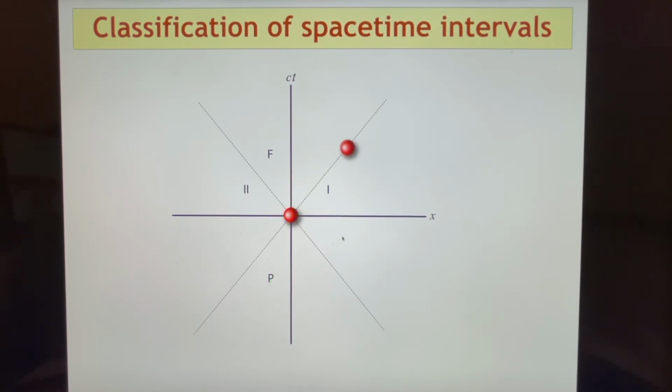Now, we can do something similar for time-like events. I have now here two events that are time-like separated, as you can tell. The spatial separation, which is this, is smaller than the time separation, which is this.